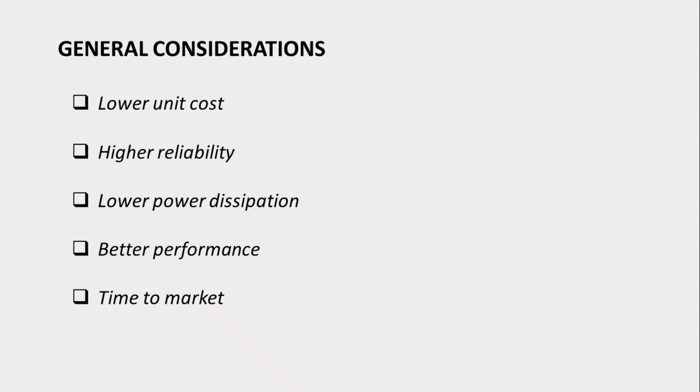Better performance: as we have seen in the previous class, by scaling down the design, we can improve our performance, or we can increase our clock speed. So we can have higher clock speeds when we are scaling down devices. Our design should be capable of working with higher speed clocks.